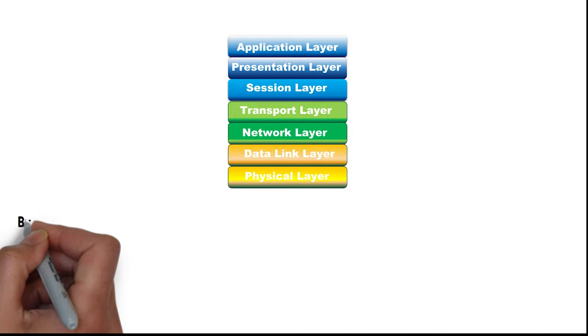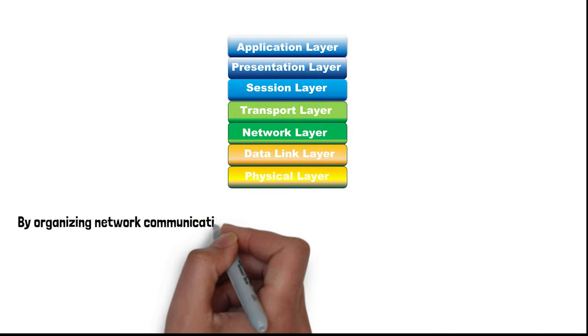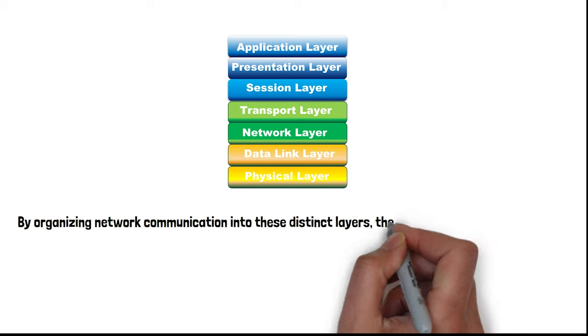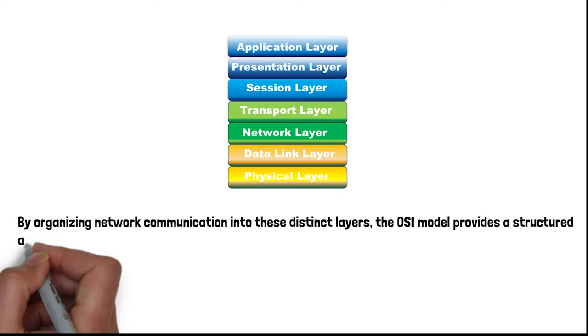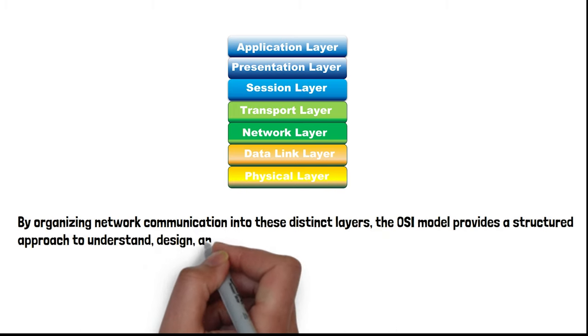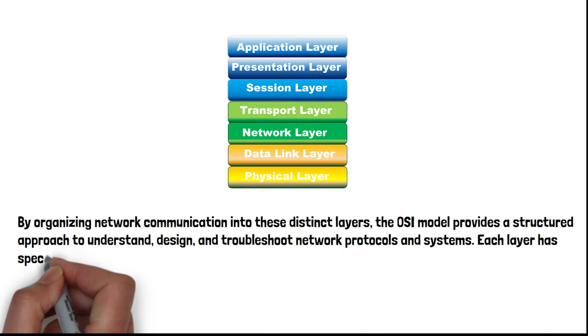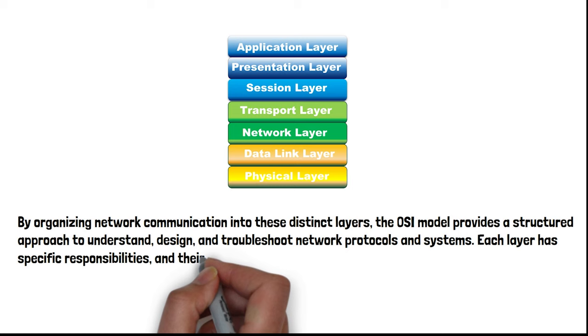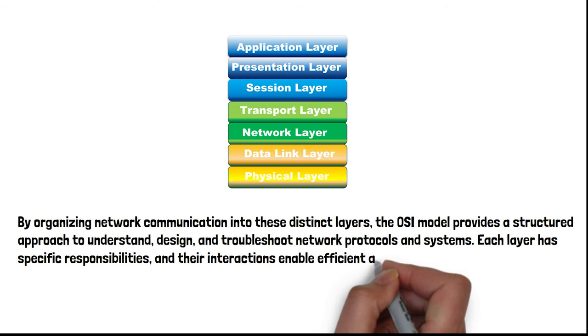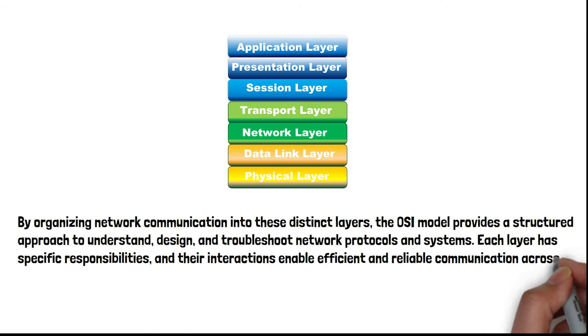By organizing network communication into these distinct layers, the OSI model provides a structured approach to understand, design, and troubleshoot network protocols and systems. Each layer has specific responsibilities, and their interactions enable efficient and reliable communication across networks.